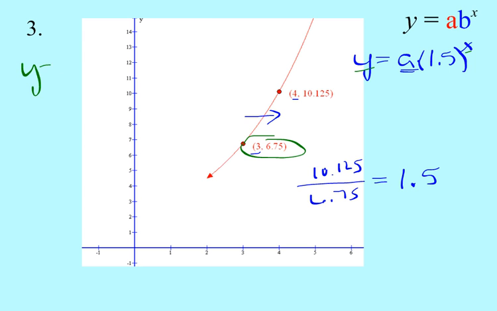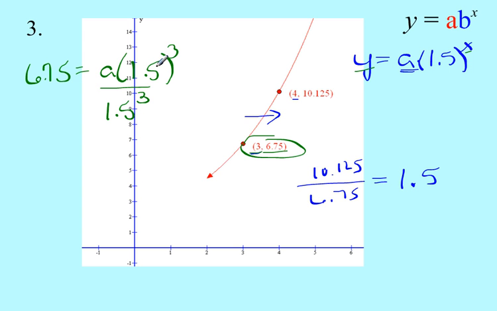Y, oops, sorry. Y is 6.75 equals a times 1.5 to the power of x, which is 3. Okay. Now to solve this, divide both sides by 1.5 to the power of 3. Now if you want to get that answer, that's fine. It's not really necessary. It's quicker if you just leave it like this.